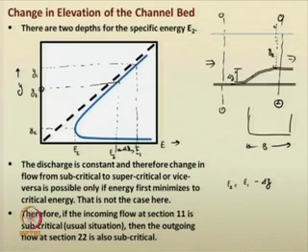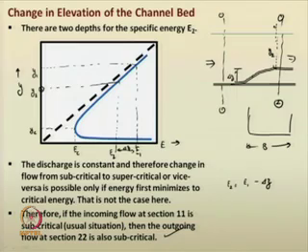If the incoming flow at section 1 is subcritical, which is the usual situation, then the outgoing flow at section 2 is also subcritical. You need to keep this in mind. You cannot take a supercritical flow depth all of a sudden in this situation, because that becomes a rapid change in the flow profile, which is not what we are suggesting here.